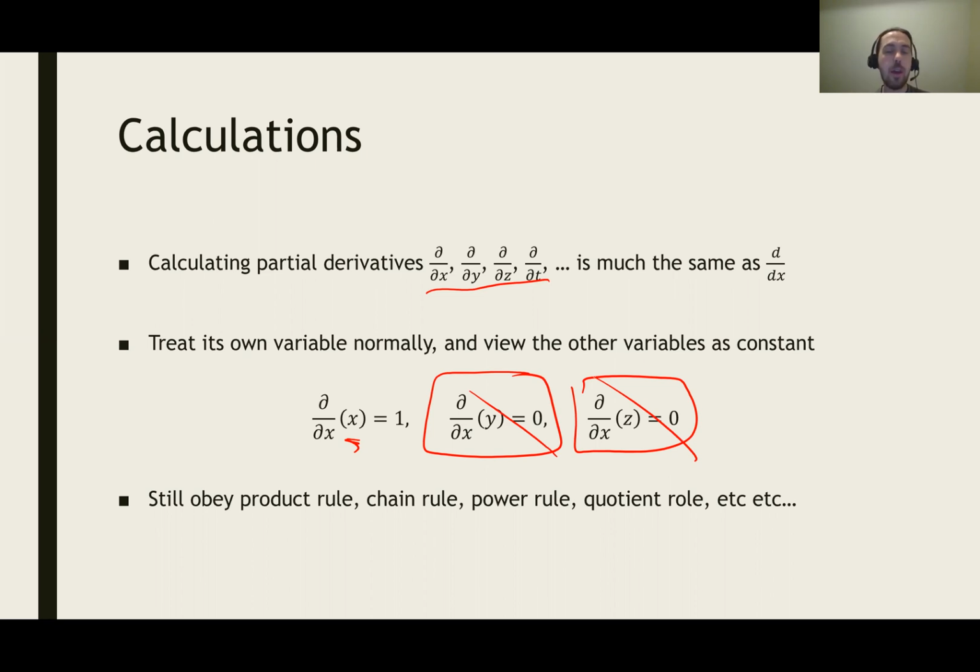But other than that, we still obey all the same rules for calculating derivatives that we have from single variable calculus. So we still have a product rule, a chain rule, power rule, quotient rule, all the other rules that we have from the classical case.